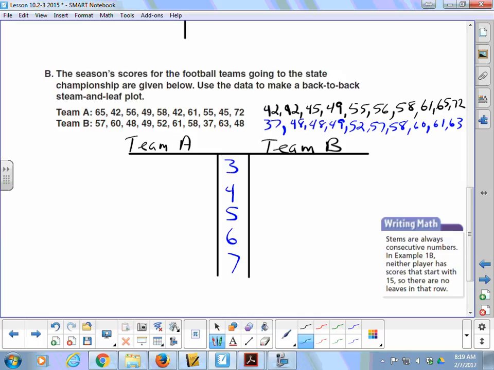So when we're working on Team A, the smallest number is going to be next to the stem, and then as we go to the left, it'll be the bigger number. So we've got 2, 2, 5, and 9 for the 40s. So it has to go that direction. We're not going to go the other way. Always the smaller numbers are closer to the stem. So 5, 6, and 8 for the 50s, a 1 and a 5 for the 60s, and then the 2 for the 72.